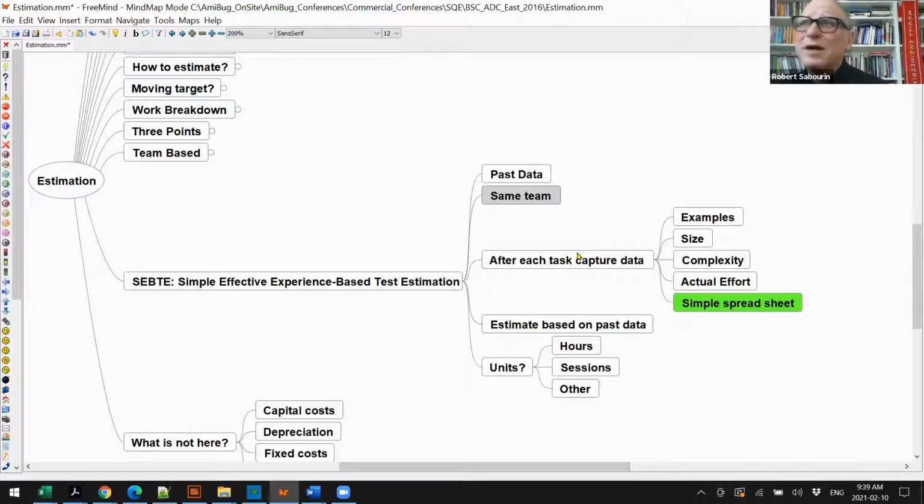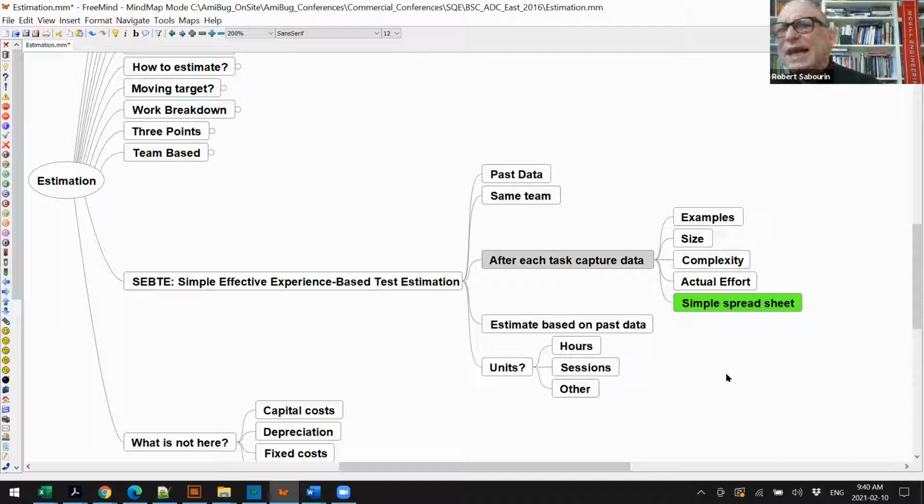Therefore, the amount of effort required to test it changes. A tester with different skills will test things faster or slower, find different types of bugs, have different depths. There's all sorts of elements to it. So when the team changes, I recalibrate my estimates. So be careful about that. Don't think this is magical. It's based on the effort estimate of a team, a group of people who collaborate together to get the job done. After each task, I capture data.